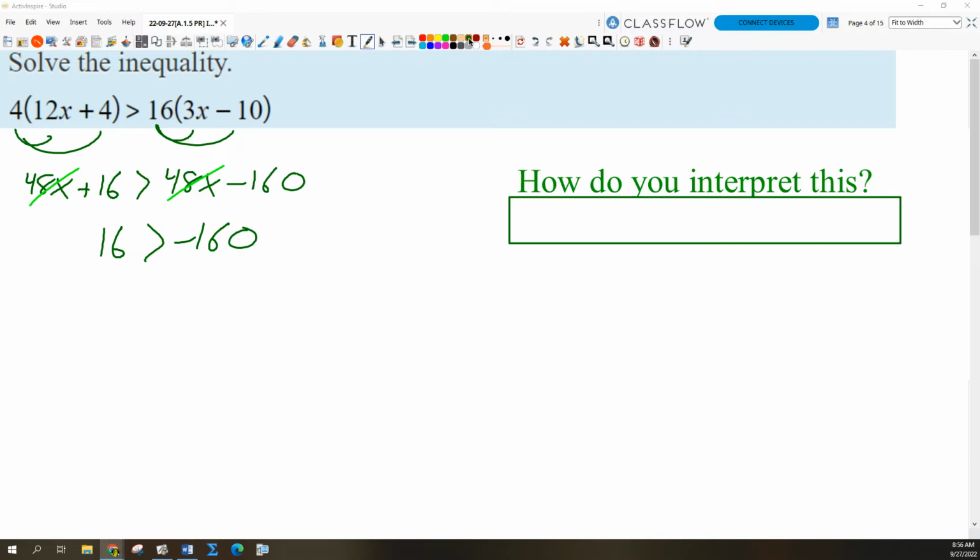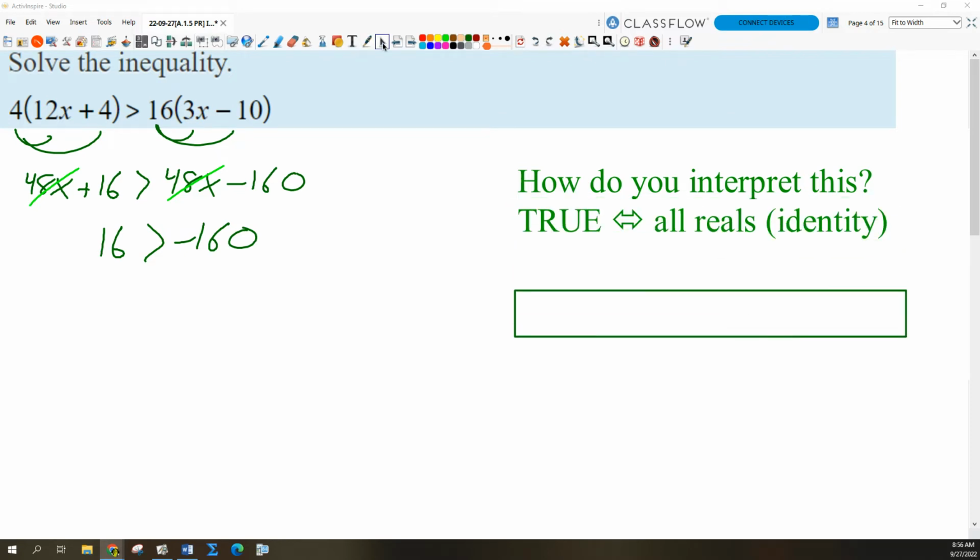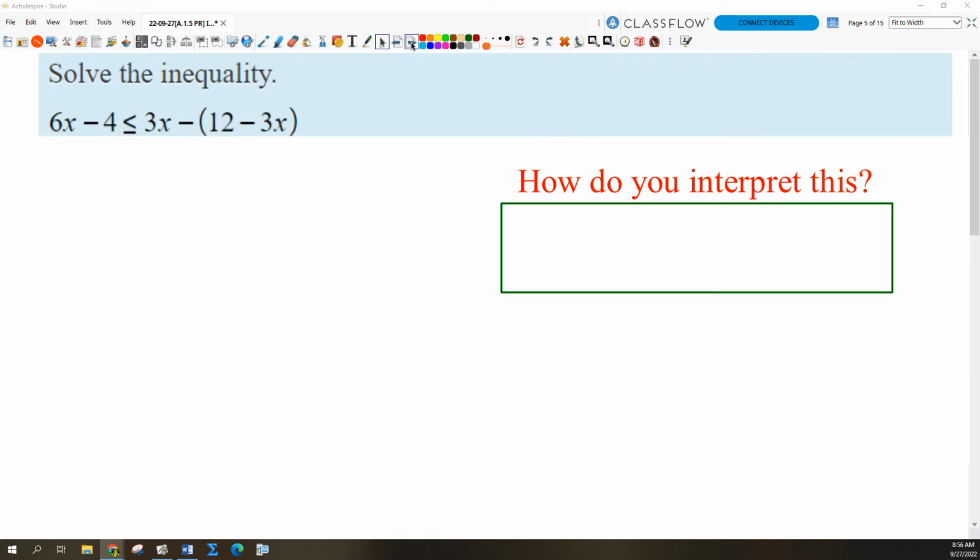If the variables disappear, the variable must not even matter. It's all real numbers. Exactly. If it's a true statement, whether it's an inequality or an equation, it means all real numbers are in the solution. And remember, we call that an identity, right? Okay, give me 1 to 5. Does that make sense? Is that ringing a bell from a couple sections ago? Okay, good.